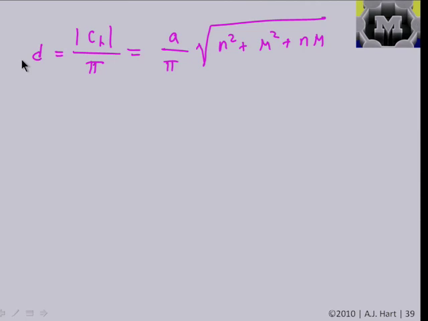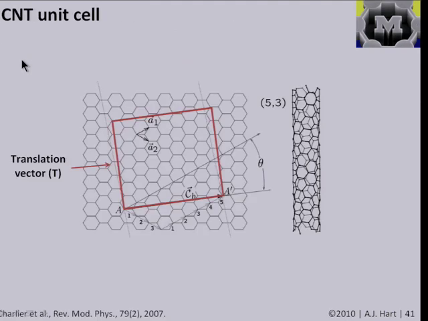And we can take this a few steps further. So as you read the Charlier paper, you'll see how we can now derive the chiral angle, which is just the angle at which CH is oriented, because we know A1 and A2 relative to the lattice, and we know CH, then we can just back calculate theta. And we can also define the unit cell of the nanotube, which is the minimum repeating unit.